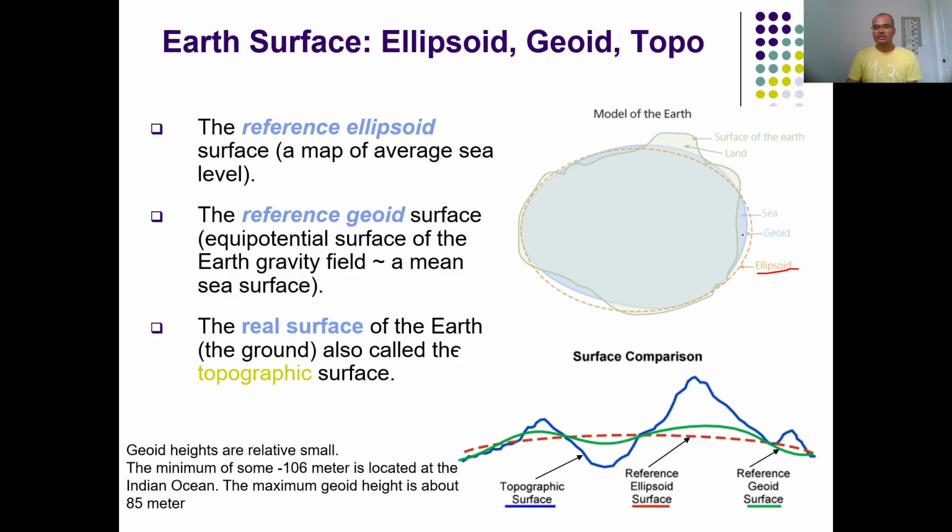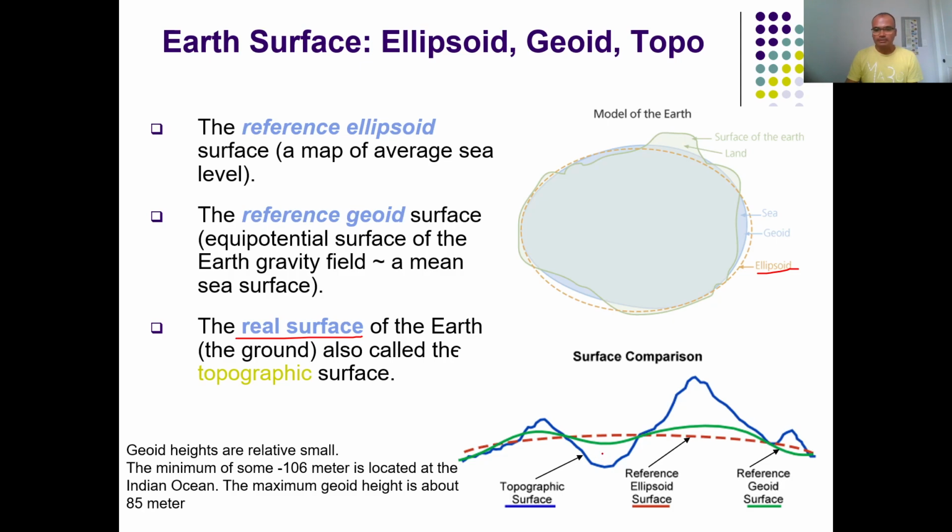And of course, both the geoid and ellipsoid never match the real surface of the Earth, because the real surface of the Earth is made up of various materials of different densities with different masses. So if you look at this picture, you can understand the difference between these three surfaces. This blue color is the topographic surface, which is very irregular.